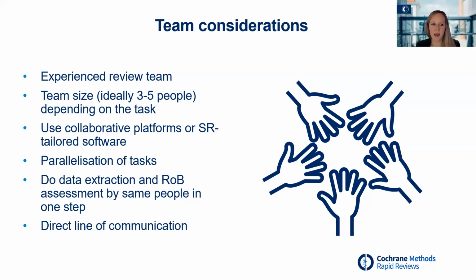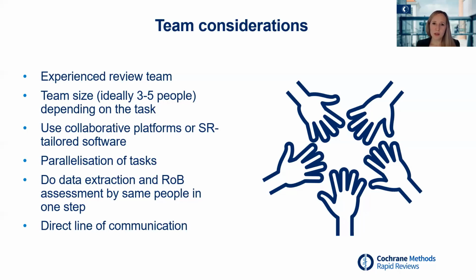Regarding the team size, it's ideal to have a moderate number of people in your team, not very large teams. We recommend to have ideally 3 to 5 people, but it depends a little bit on the task because, for example, if you have a very large scope in your rapid review and a very tight timeline, it might be useful to have some steps where you have a large team, for example, study selection, and 10 people select the thousands of abstracts, but you have a smaller team for other steps like data extraction, where consistency is more important than, for example, in other steps.